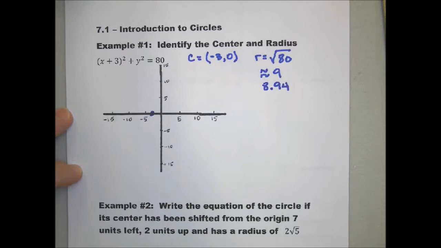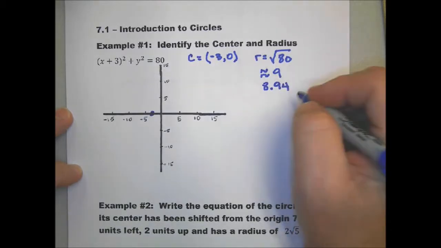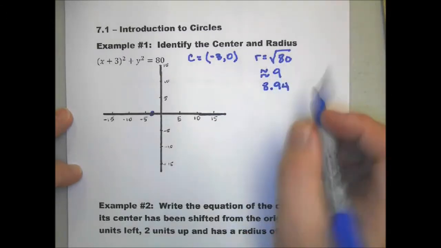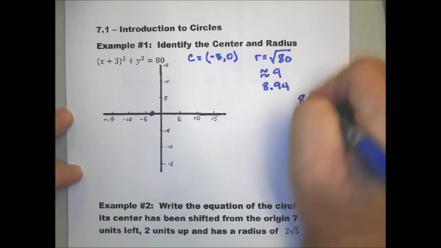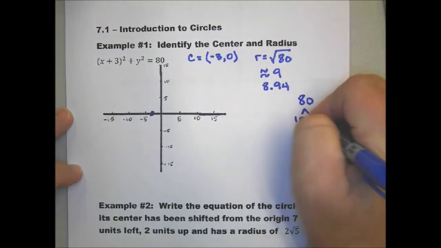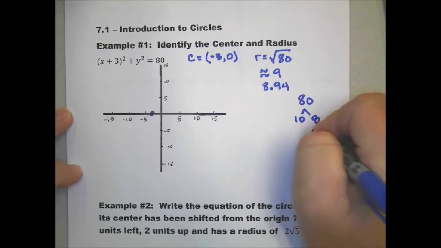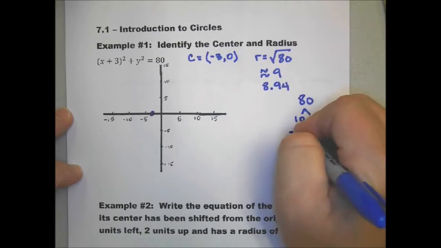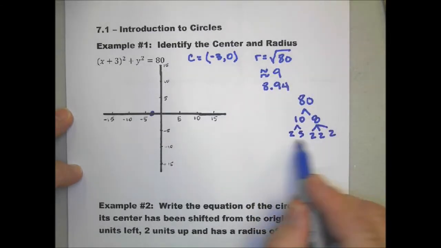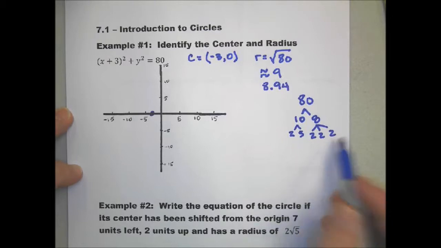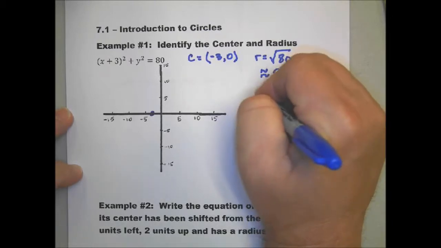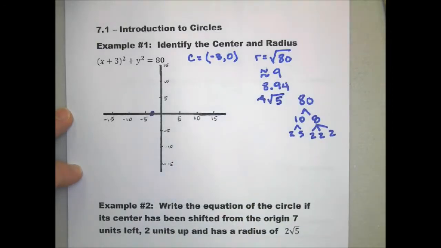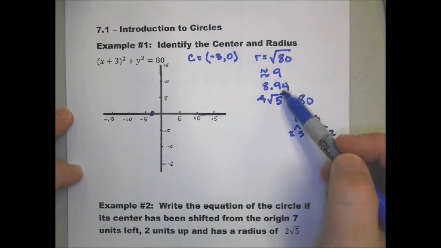Now, the other thing your teacher might want is, what is it if you simplified this radical? And that would be breaking the 80 down to 10 times 8. We know 8 is actually three 2s, and 10 is a 2 and a 5. So what we have is two pairs of 2s, which would be 4, so that would be 4 square root 5. So there's quite a few different ways of identifying what the radius is.